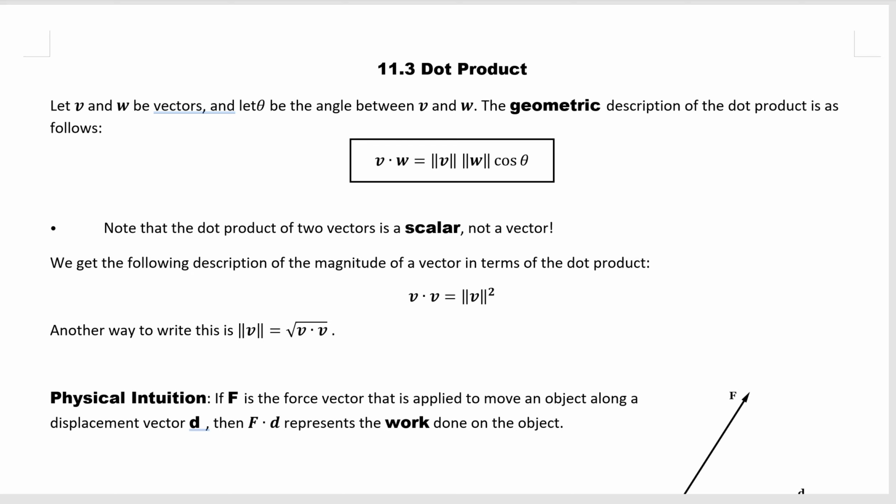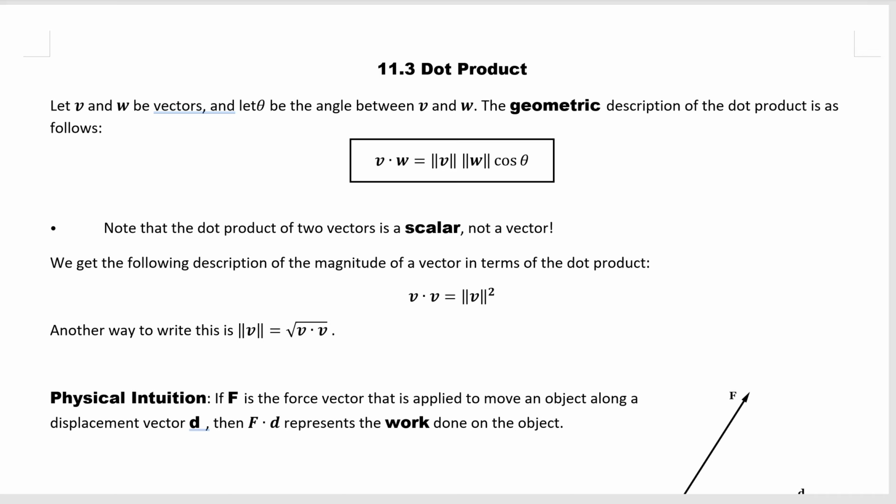So note that the dot product of two vectors is a scalar, not a vector. Okay? A lot of students actually make this mistake. The dot product is a scalar, it's a number, not a vector. Okay, so we get the following description of the magnitude of a vector in terms of dot products.